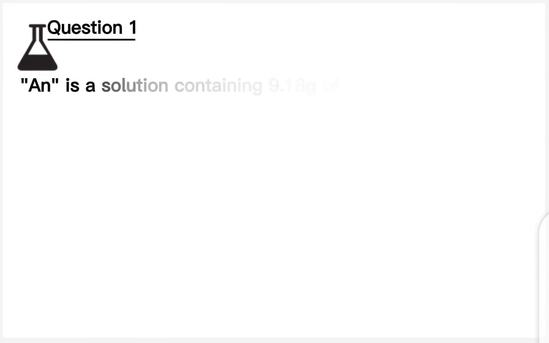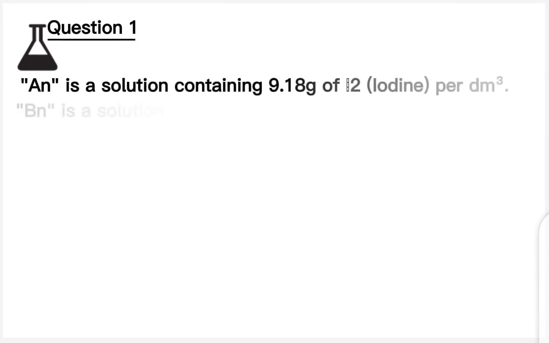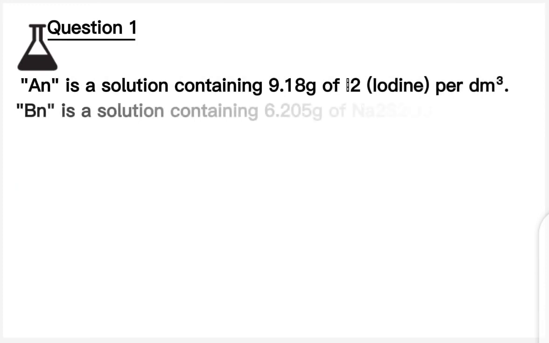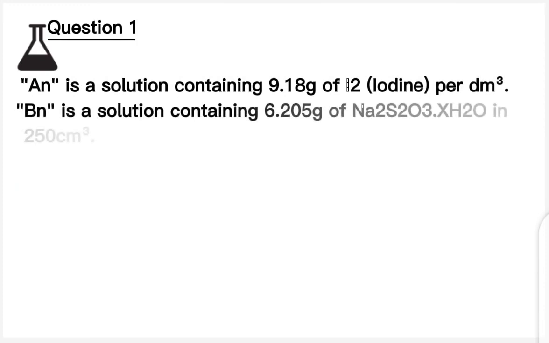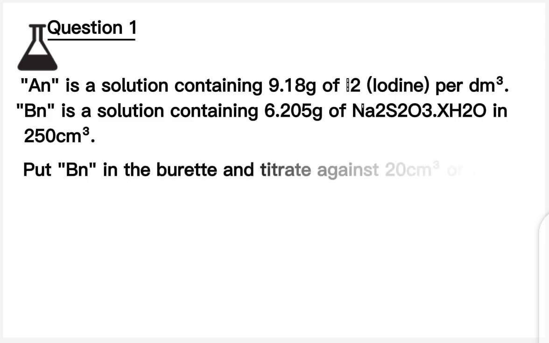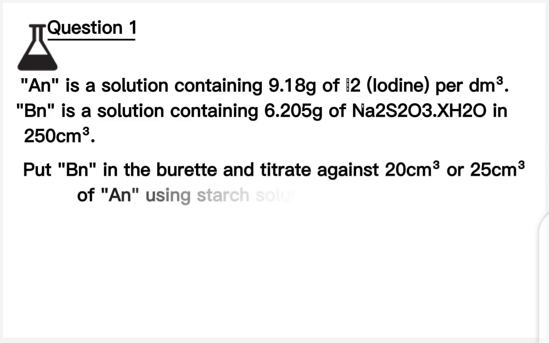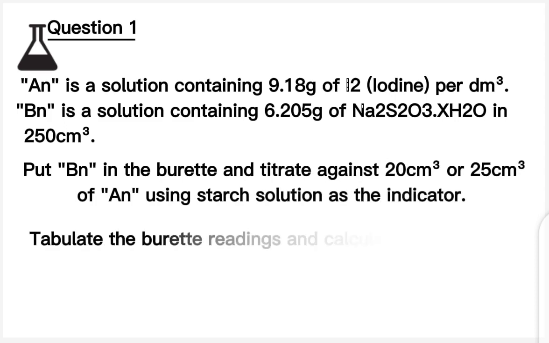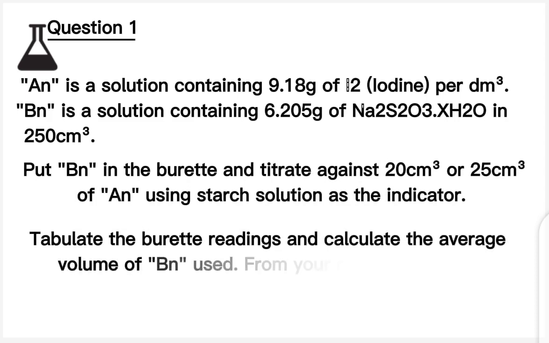Yes, question number 1. AN is a solution containing 9.18 grams of iodine per dm cube. BN is a solution containing 6.205 grams of sodium thiosulfate oxyhydrate. Take note, the X there, which is the water of crystallization, is unknown, and you may likely be asked to calculate it, in 250 cm cube. Put BN in the burette and titrate against 20 cm cube or 25 cm cube of AN using starch solution as the indicator. Tabulate the burette readings and calculate the average volume of BN used, which is the sodium thiosulfate.